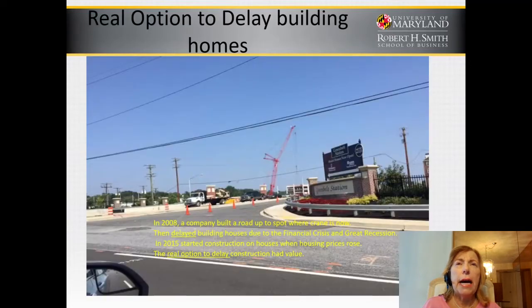First, let's look at the option to delay. Near the University of Maryland is a housing development off Greenbelt Road. In 2008, they built a road for this development, but they never built the houses because September 2008 was the beginning of the financial crisis and the Great Recession, so construction halted. Finally, in 2015, they built the houses. They had the option to delay building houses to a time when they would be more likely to sell them.